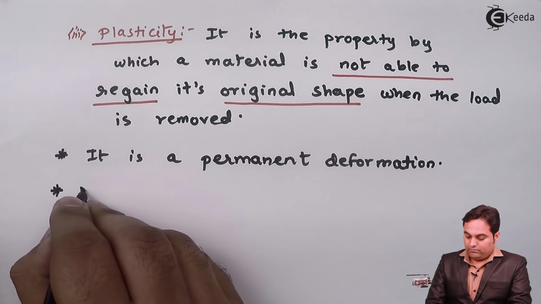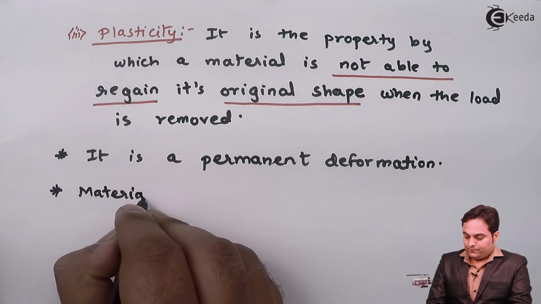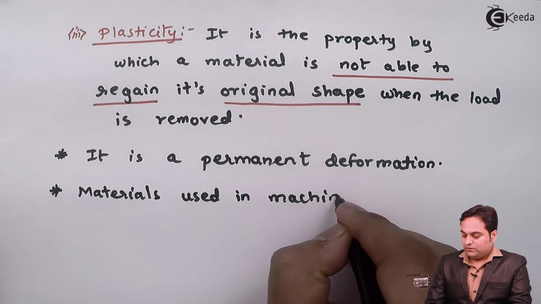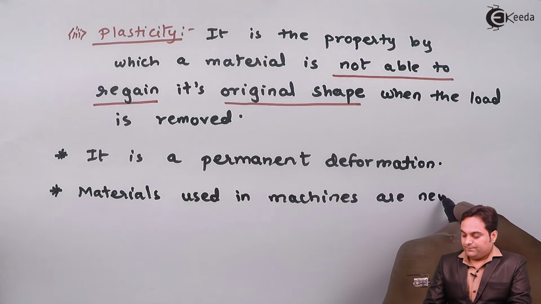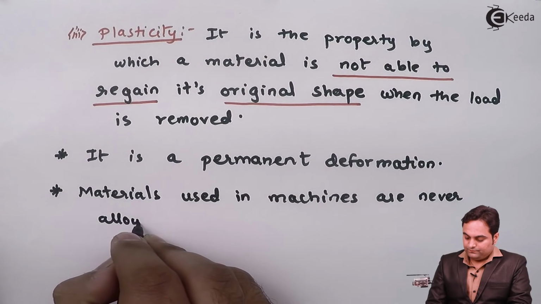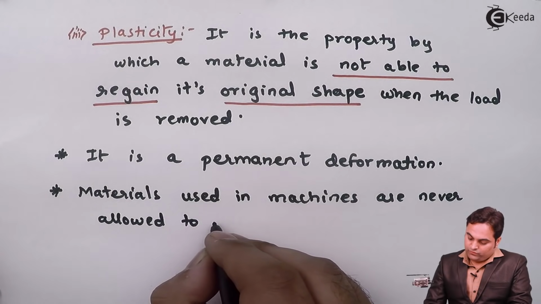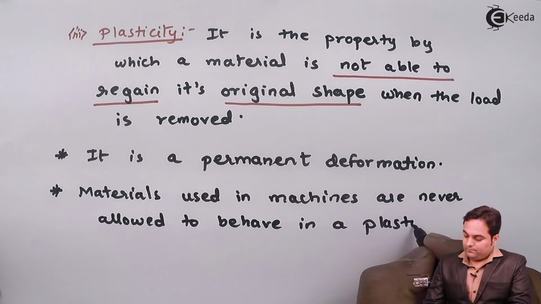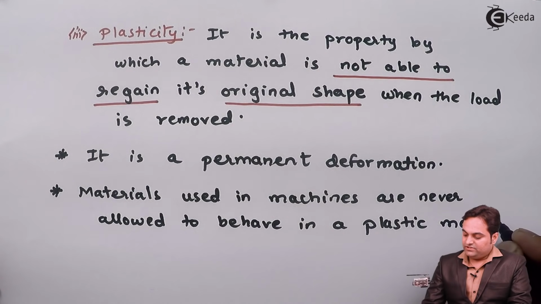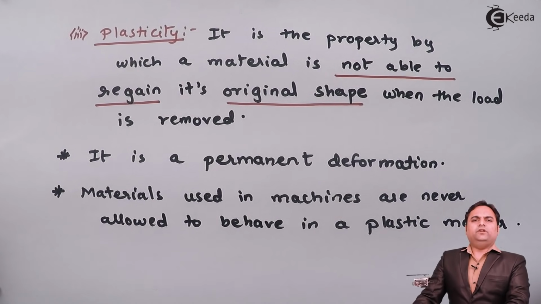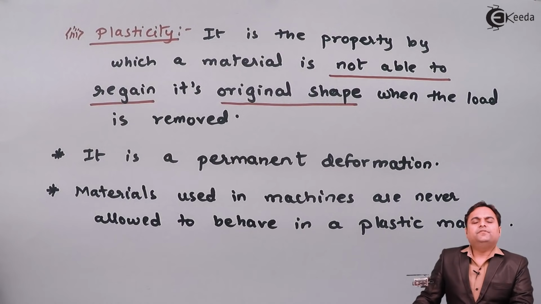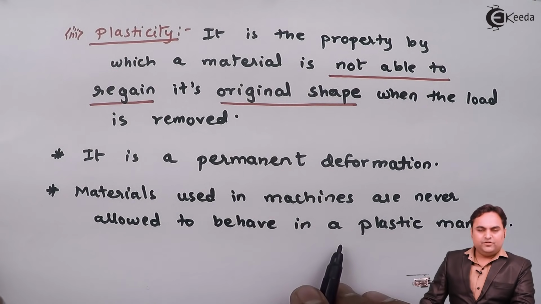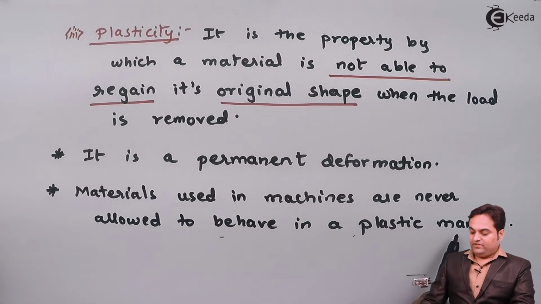Next, materials used in machines are never allowed to behave in a plastic manner. See, this is a very important consideration. Whatever materials we are using for machine design, they should not operate in a region where the deformation would be plastic. That is, they are not allowed to behave in a plastic manner.